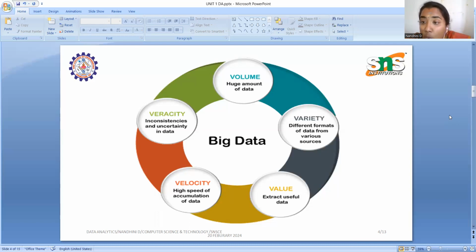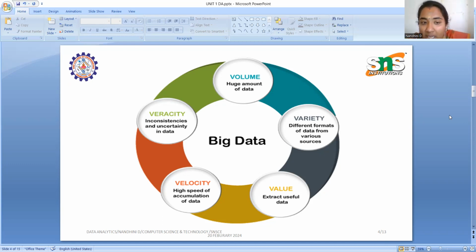Next one is velocity. What is velocity? High speed of accumulation of data. What is an accumulation of data? How fast the data is getting connected to the people is known as velocity. High speed of accumulation of data.